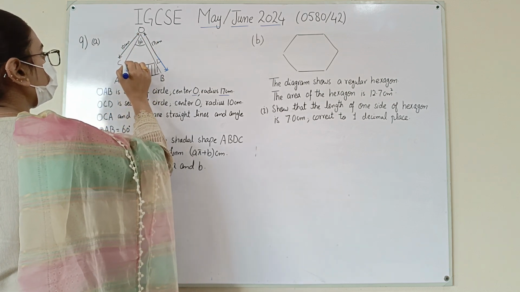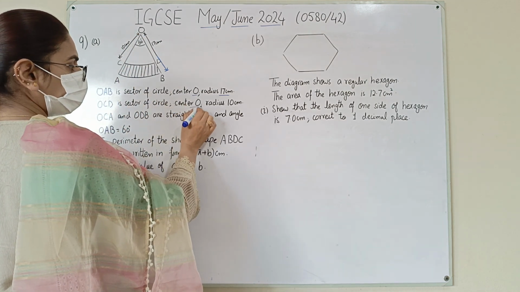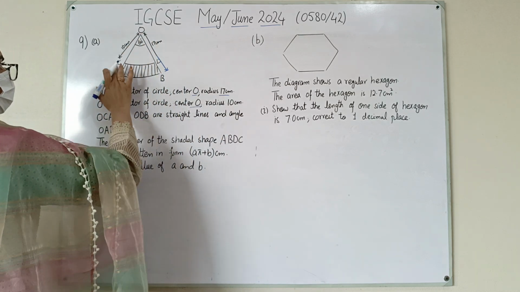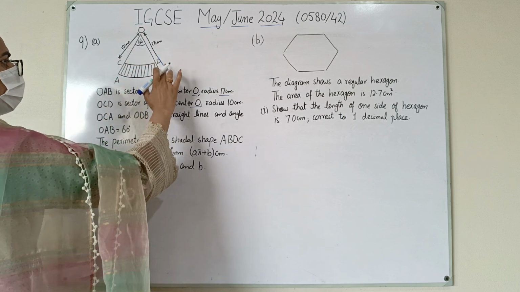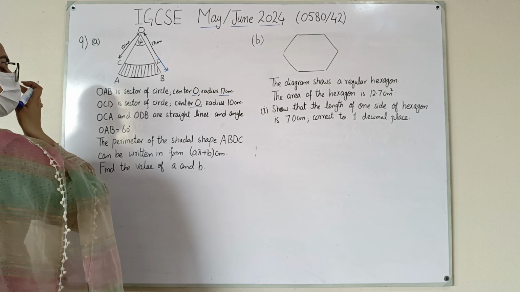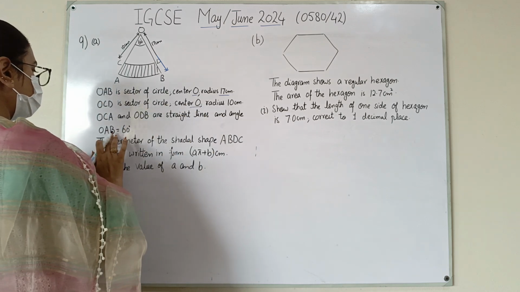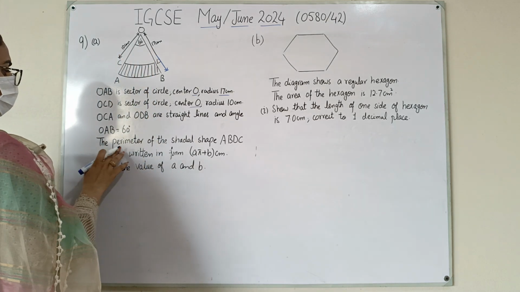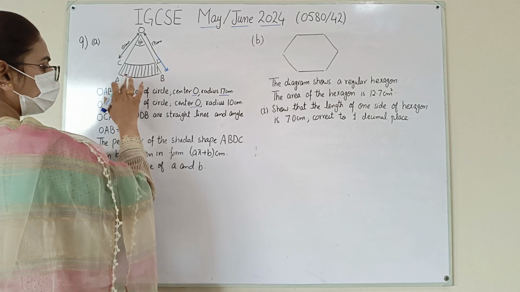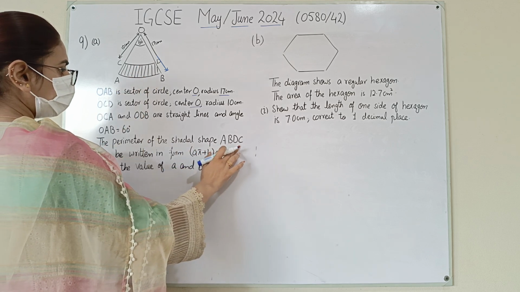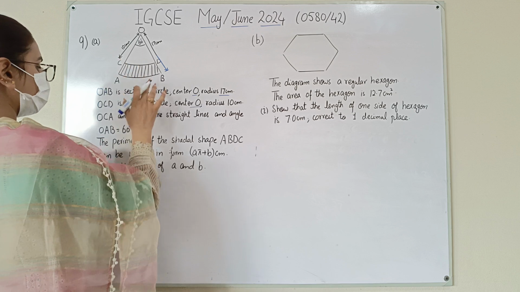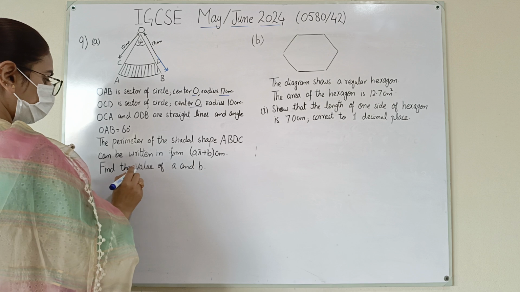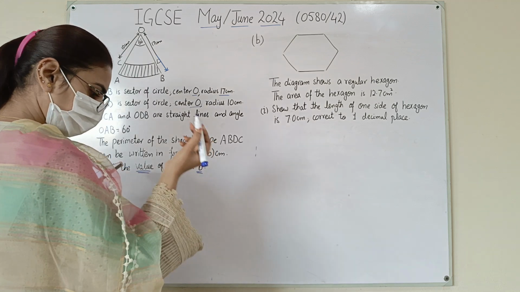OCD is a sector of a circle with center O, radius is 10, that is given over here. OCA and ODB are straight lines, that is also mentioned over here. And the angle OAB is 60 degrees. The perimeter of the shaded portion ABDC, this is the shaded portion, can be written in the form of A pi plus B centimeter. You have to find out the values of A and B respectively.